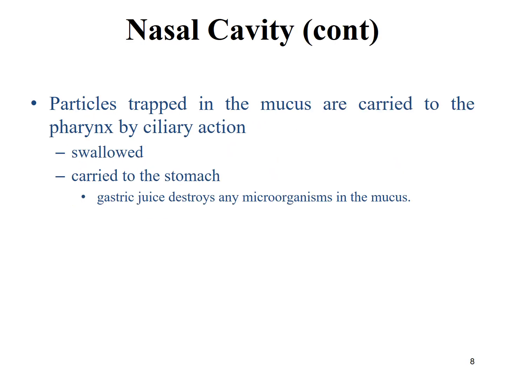Particles that are trapped in the mucous membrane are carried to the pharynx by ciliary action. Cilia are fine, microscopic, thread-like extensions on the tops of cells that move particles trapped in mucus. Here, these particles can be swallowed, and when carried to the stomach, the gastric juices in the stomach destroy any microorganisms present.